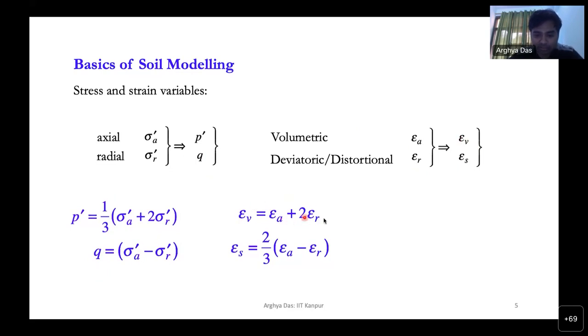Volumetric strain is just the summation of the strains in the 3 different directions, and distortional strain is 2/3 of epsilon a minus epsilon r. Remember, this is under axisymmetric condition, otherwise the equation is a little bit larger, as Professor Motion mentioned in the presentation. In continuum mechanics, or in general solid mechanics, sometimes we use conventional invariant notations like I1 by 3, where I1 is the trace, and root 3 J2. So they can be easily interchanged to P and Q. So please note this notation. P and Q are the ones that I'll primarily discuss throughout this talk.